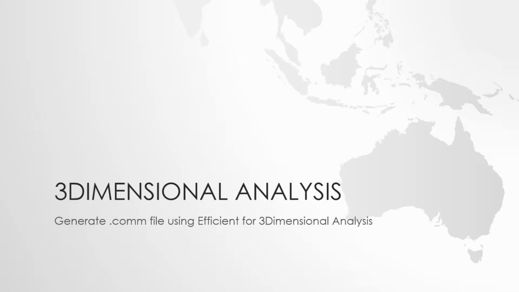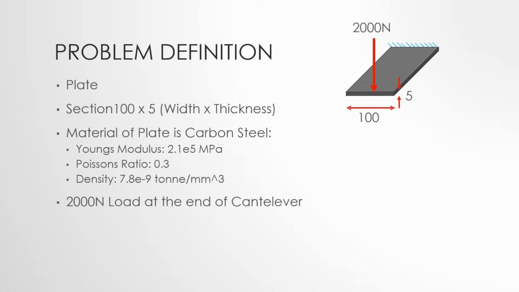In this video, we will look at how to generate a command file for a three-dimensional analysis using efficient software. In this 3D analysis, a 3D plate has a dimension of 100 millimeters wide by 5 millimeters thick and has a length of 150 millimeters. It is fixed at one end and a load of 2000 Newton is applied on the other end.